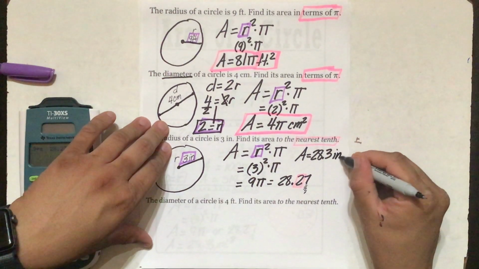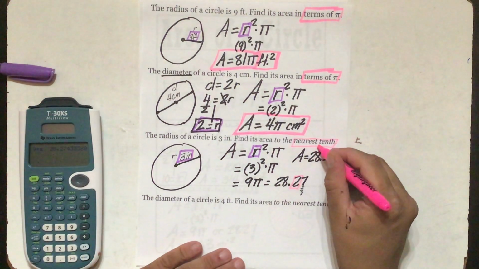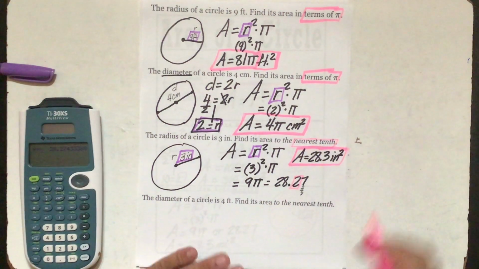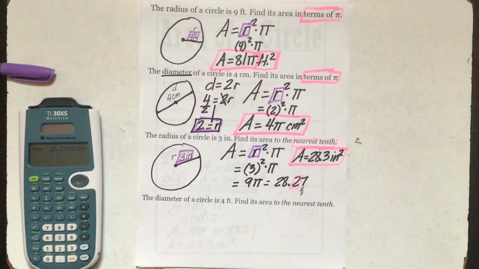inches squared. That's my answer, right? Because it's to the nearest tenth. They wanted a decimal answer.